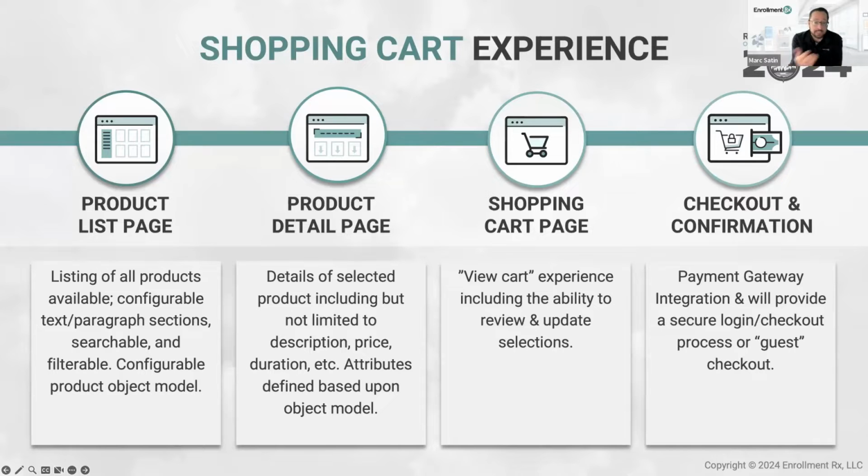Whether it is, let's say it's a course, it'll include start date, end dates, price, descriptions, image, whatever it might be. Maybe it's a book. It'll include book description, the price of the book. Again, if it's a course, it might include how many seats are available. That's the detail page.